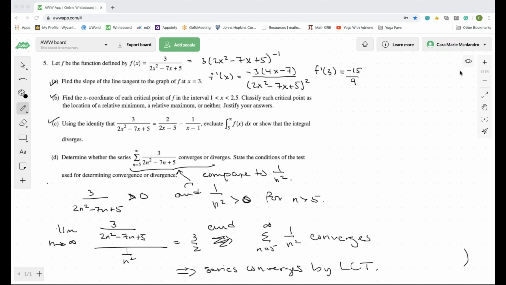Why does it need to be positive? That's just one of the conditions. They either need to be both positive or both negative.